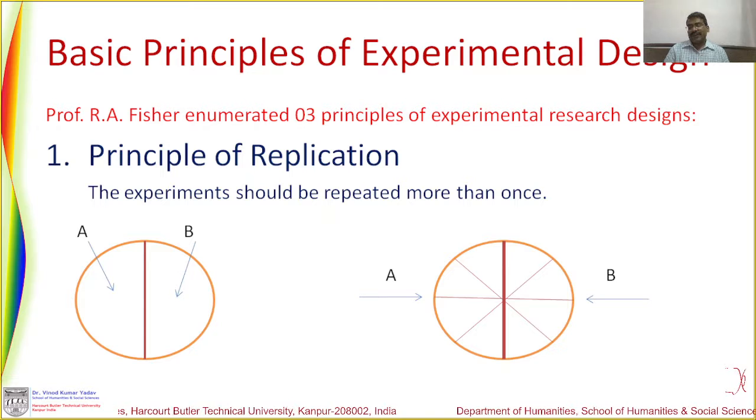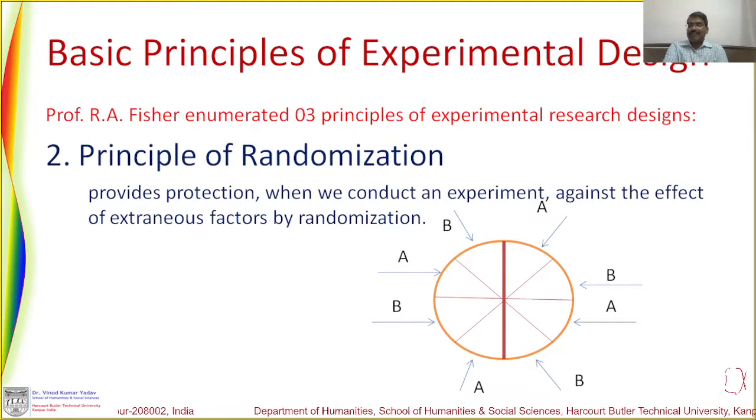So it becomes very important to understand that the principle of replication talks about minimizing the bias or the errors. Now, the second principle talks about the principle of randomization. Now, why talk about the principle of randomization?